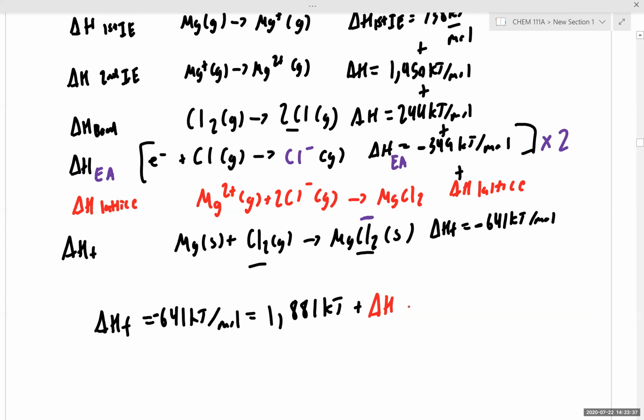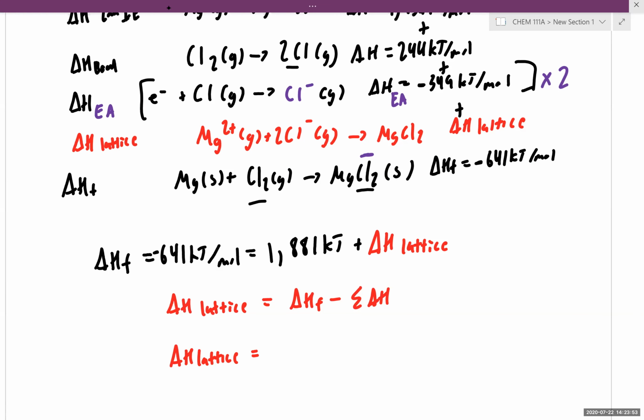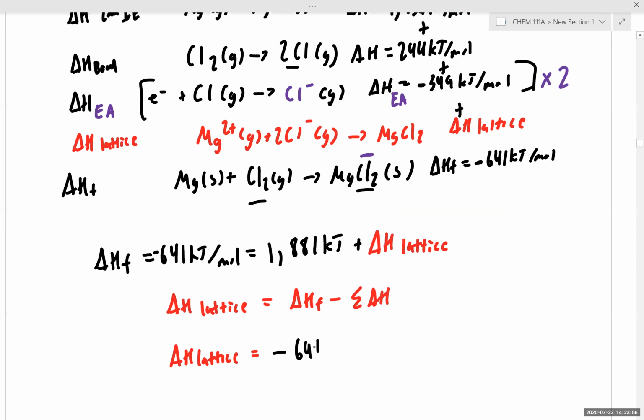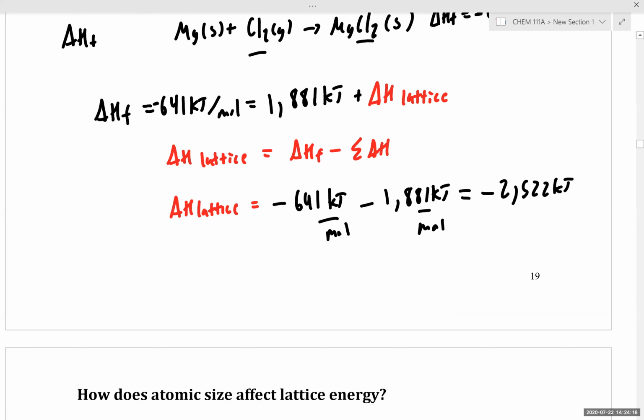And now what we can do is solve for our lattice enthalpy by taking our enthalpy of formation minus our other enthalpy values, and that gives us a lattice enthalpy of negative 641 kilojoules per mole minus 1,881 kilojoules per mole, and that gives us a monstrously large lattice enthalpy of negative 2,522 kilojoules per mole. That's an obscene amount of energy generated.